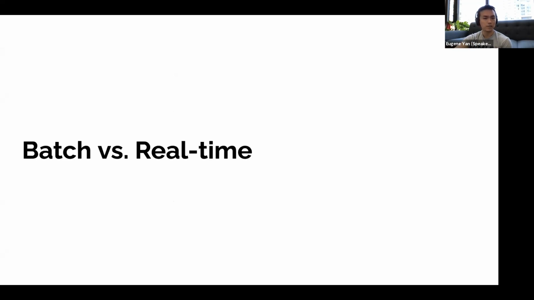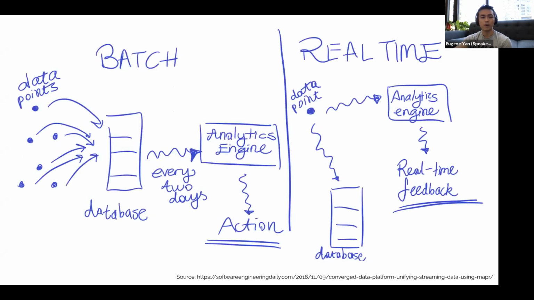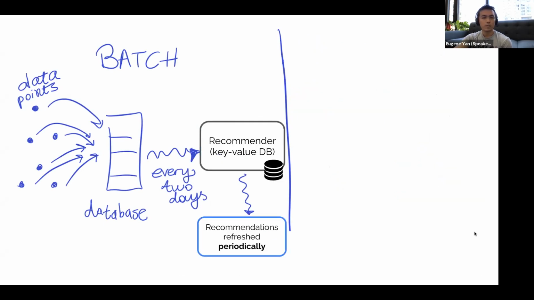So context, batch versus real time. I'm sure most of you are somewhat aware of batch. So this is batch versus real time in the case of analytics, right? In batch, you collect data every 2 days, you update your dashboard every 2 days. In real time, you collect data and you update your dashboard in real time. It's the same for recommendation systems.